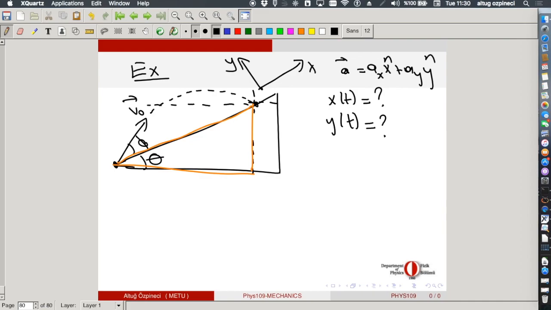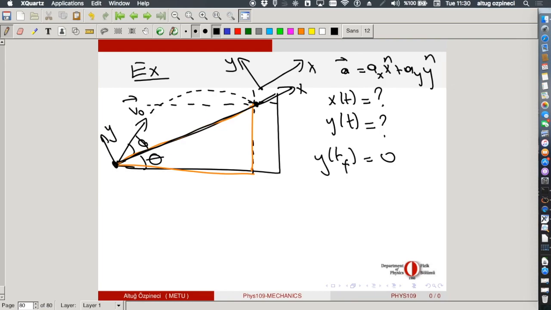True. In this case, y of tf is equal to 0. Because this is our origin, this is our x-axis, this is our y-axis. The inclined plane coincides with the x-axis. So if you are on the inclined plane, you are on the x-axis, but any point on the x-axis has y equal to 0. So if your object is back on the inclined plane, then the y should be 0.